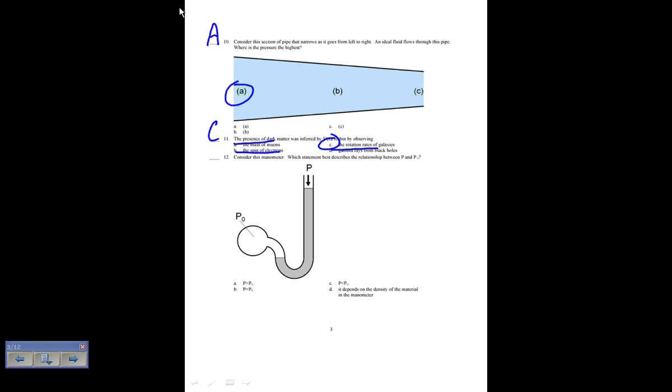Consider this manometer, which statement best describes the relationship between P and P naught. Okay, well, P is less than P naught because we have this column here, so this pressure has to be less. P is less than P naught, that's C. 12 is C.